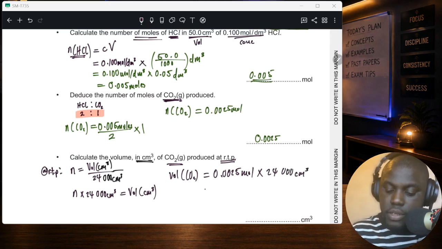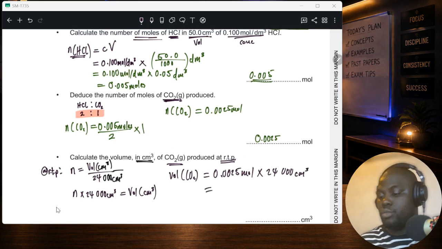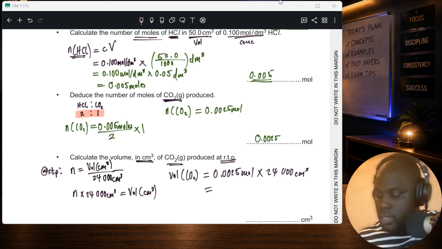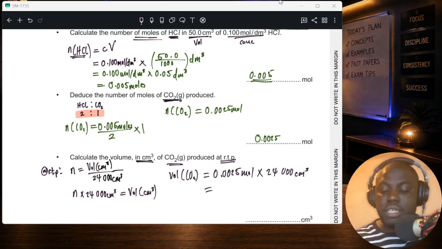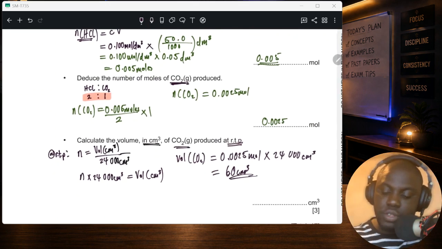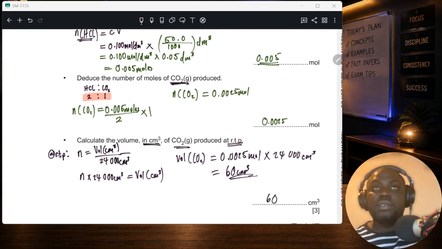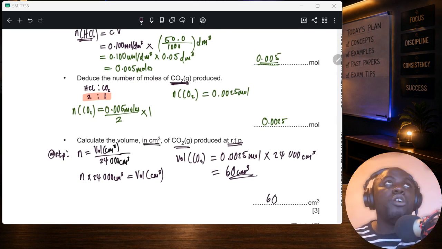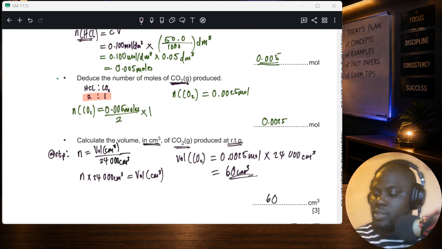What do you get? Let's multiply. 0.0025 multiplied by 24,000. I will get 60. So this is 60 cm cubed, which is realistic. So you know that you're probably correct because it's realistic. So there we go, 60 cm cubed. This is the volume that we had, 60 milliliters or 60 cm cubed.